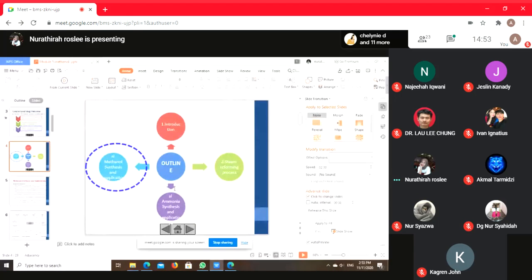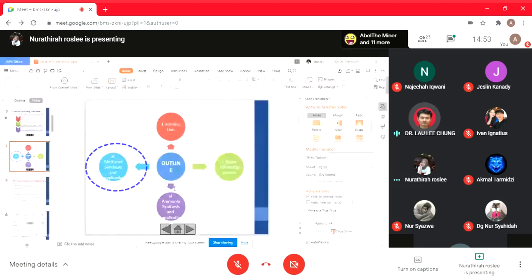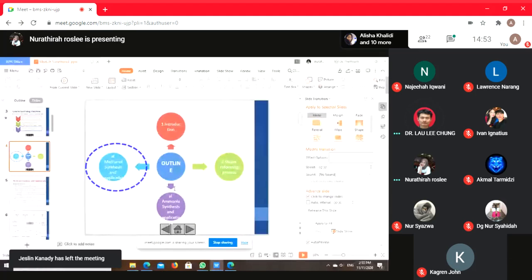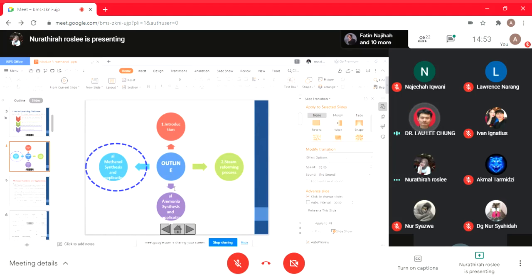Can you see my slide? Yes, I can see the slide, but the volume needs to increase a bit. Can you hear me? Yes, okay, the volume is okay.